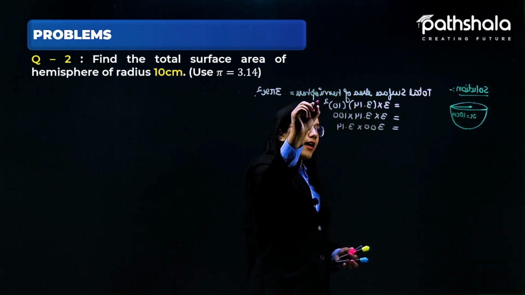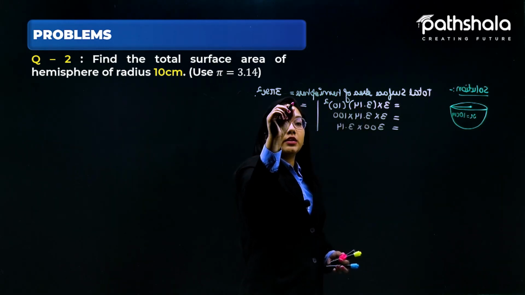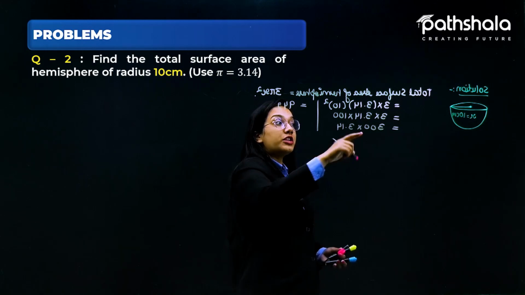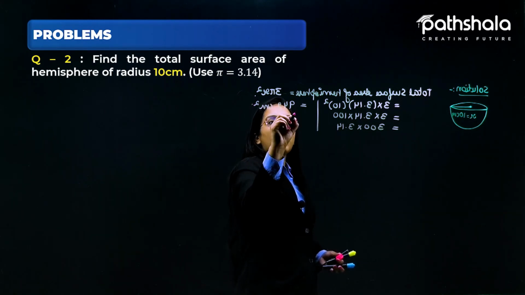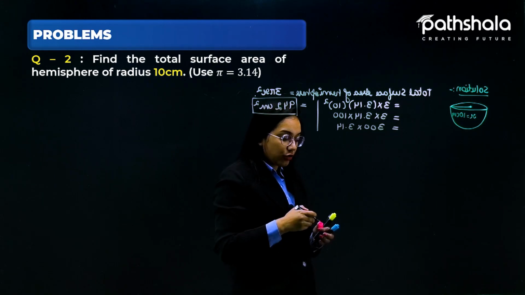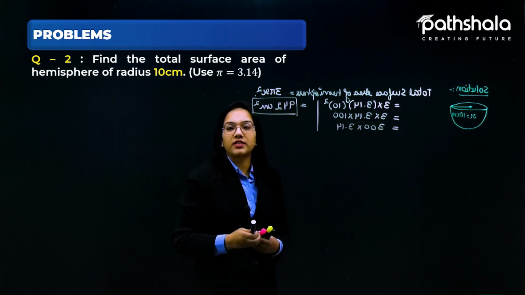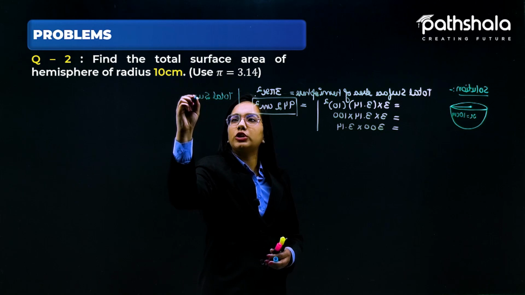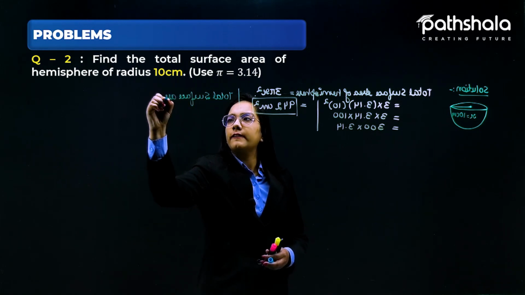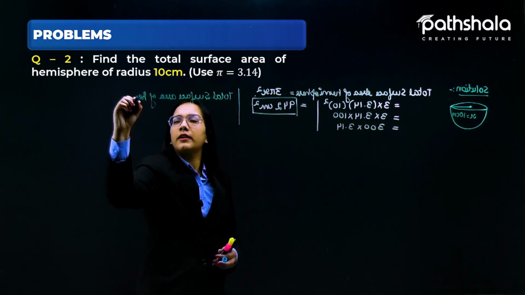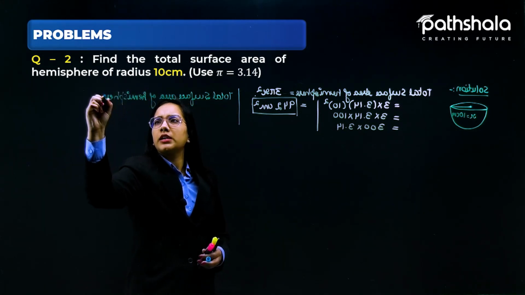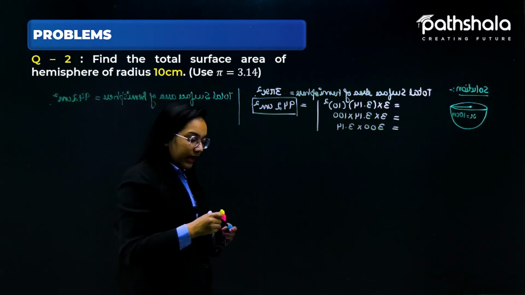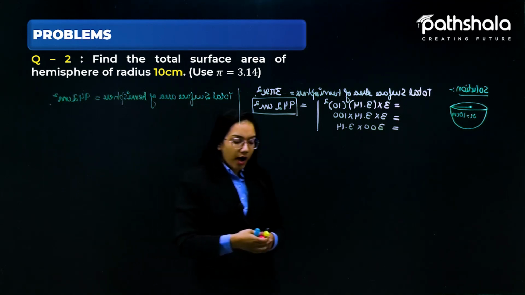So basically we are getting the value as 942, and the units are centimeter square. After sorting it out, we are getting the answer as 942 centimeter square. So hence the total surface area of the hemisphere is equal to 942 centimeters square. So at the end we are getting the answer as 942 centimeters square after the calculations.